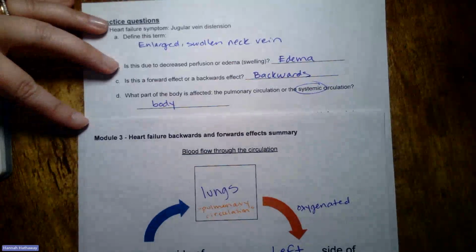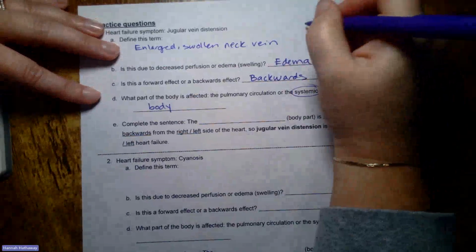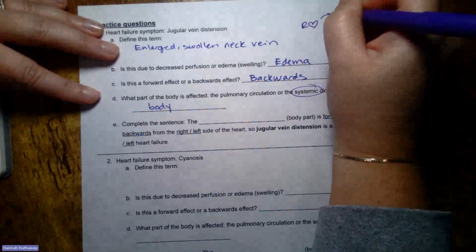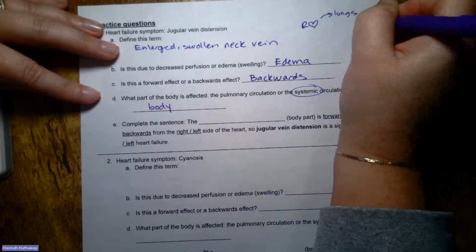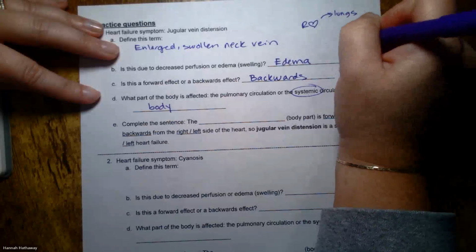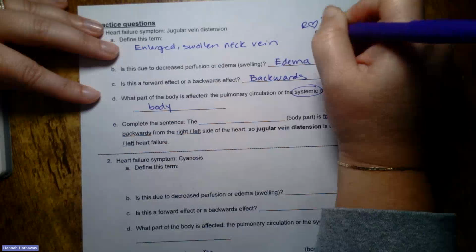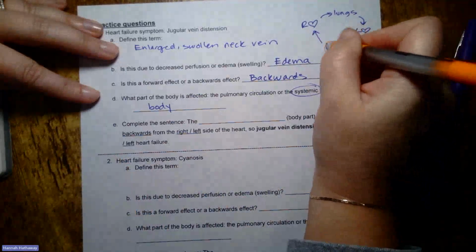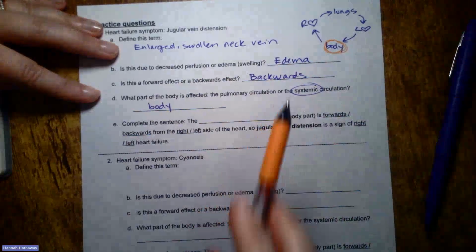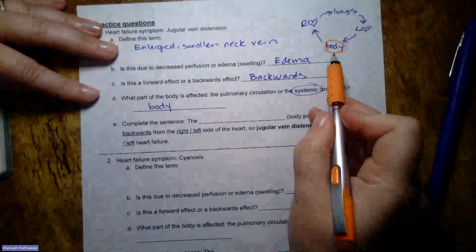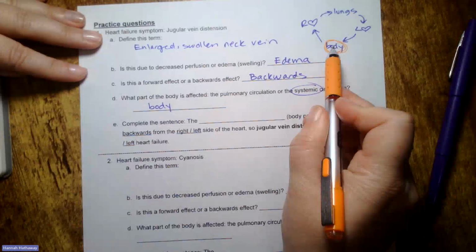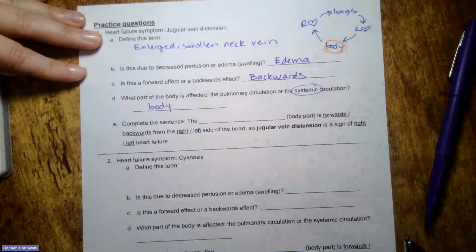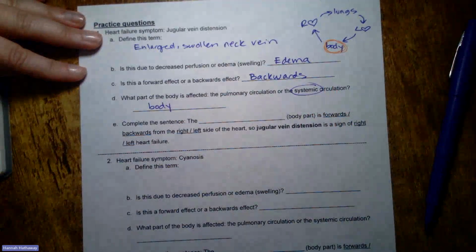Okay. So now thinking about that, let's think about our flow of blood through the body here. I'm actually just going to rewrite that up here. So we have from the right side of the heart, remember that goes to the lungs, from the lungs to the left side of the heart, and then from there to the body and back to the right side. So in this case, we are thinking about edema in the body. And we have a backwards effect, meaning that blood is pooling in the body. So the body is backwards from what side of the heart?